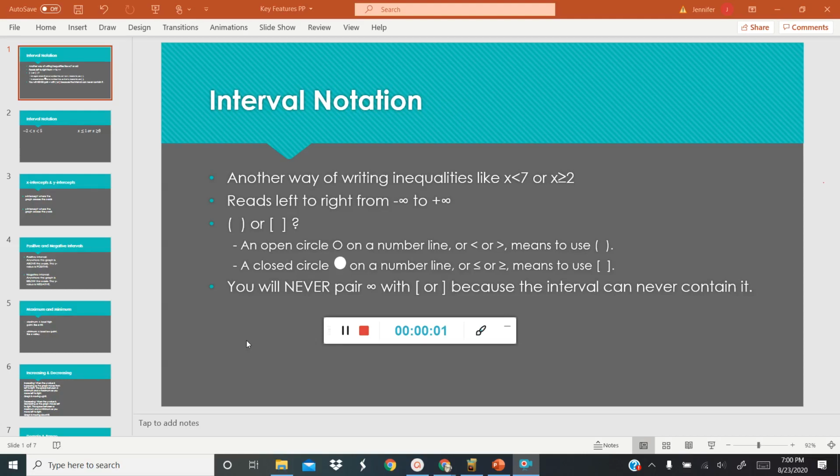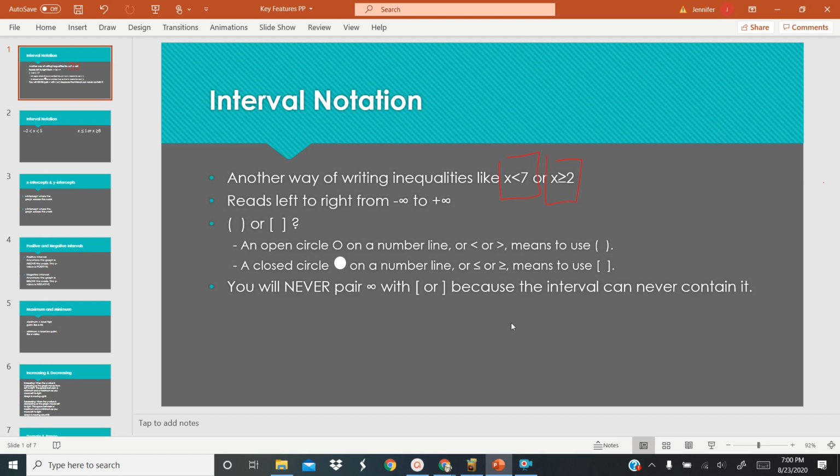Alright guys, so we're going to start by learning a little bit about interval notation. Interval notation is just another way of writing inequalities. Inequalities are things that you saw last year, such as x is less than 7, x is greater than or equal to 2. It's just a way to represent a range of numbers.